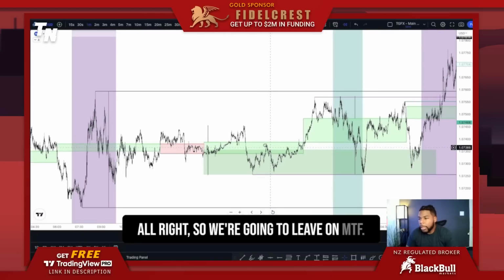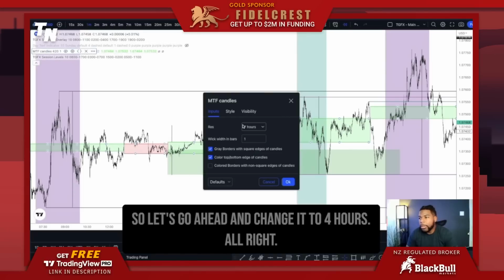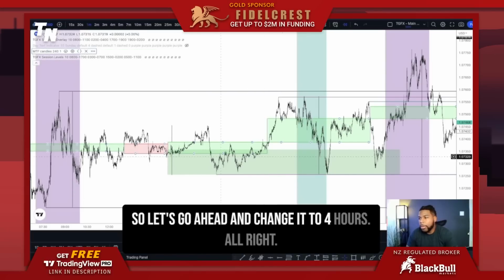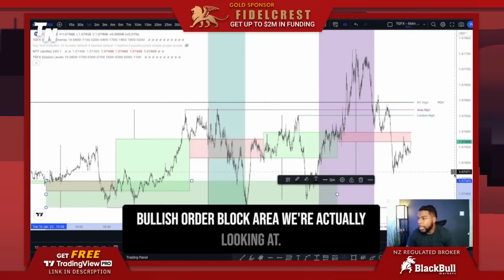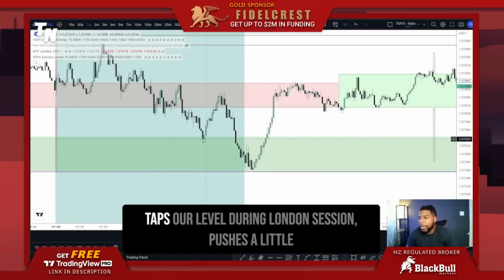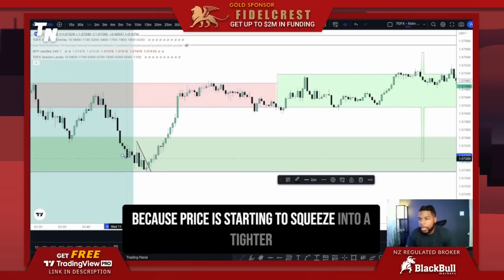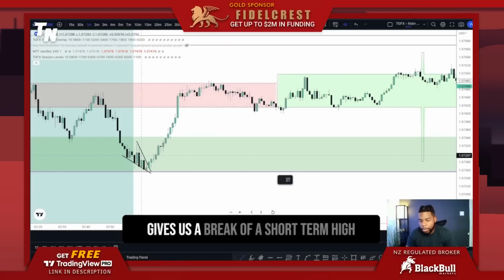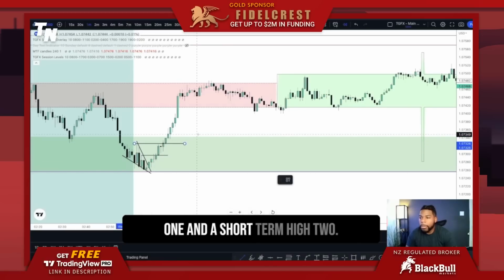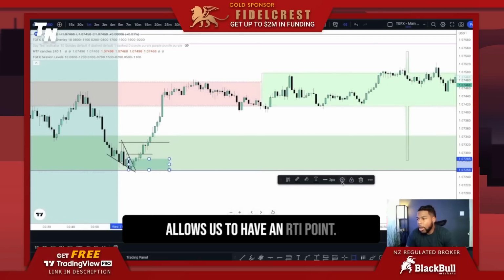All right, so we're gonna leave on MTF candles here, but let's go ahead and change the resolution of it. So let's go ahead and change it to 4 hours. All right, and what we can see, it turns into that bullish order block area we're actually looking at. All right, so as you guys can see, it comes in, taps our level during London session, pushes a little bit deeper, and it starts giving us compression, right? Because price is starting to squeeze into a tighter point. We finally get that breakout, and that breakout gives us a break of a short-term high 1 and a short-term high 2. So very similar to the previous session, this allows us to have an RTI point.